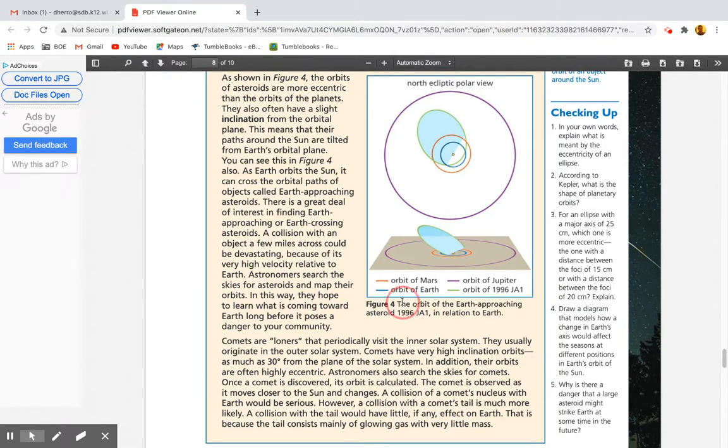So Figure 4 shows the orbit of the Earth-approaching asteroid 1996 JA1 in relation to Earth.